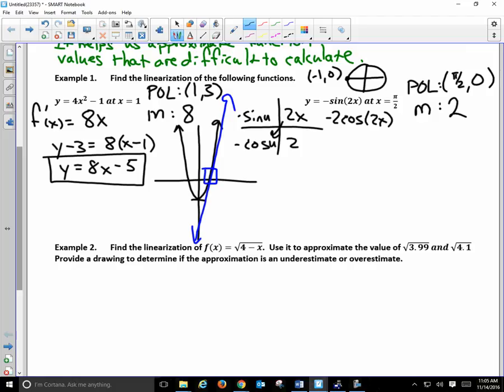So therefore, I have y minus 0 equals 2 times x minus pi over 2, or y equals 2x minus pi. And that's the linearization at x equals pi over 2. I want to be clear that it's important that we say the linearization at that point, because it's only at that point that the line really looks like the function. It may not look like the function at any other point.